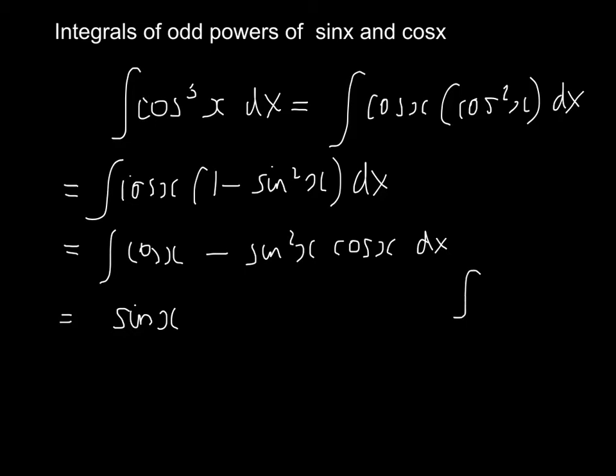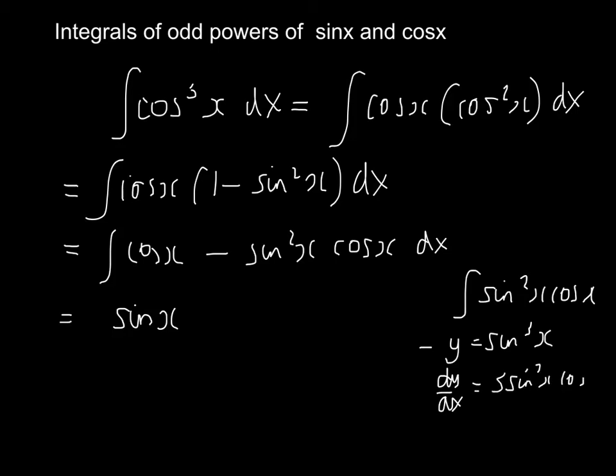So if we integrate sine squared x cos x on its own, we would make a guess that y was sine cubed x. Differentiate that, and we get 3 sine squared x cos x, which is almost what we wanted without the 3. So we need to put minus, because we had a minus in the question, a third of sine cubed x plus c.